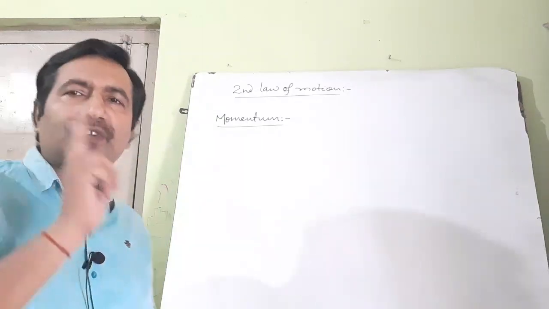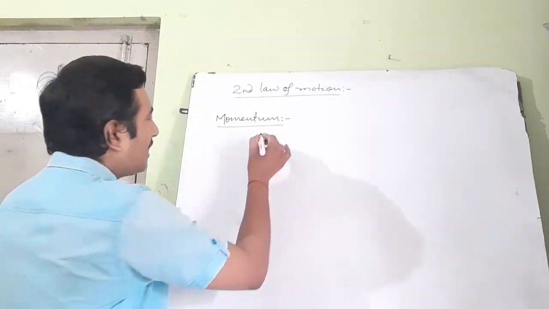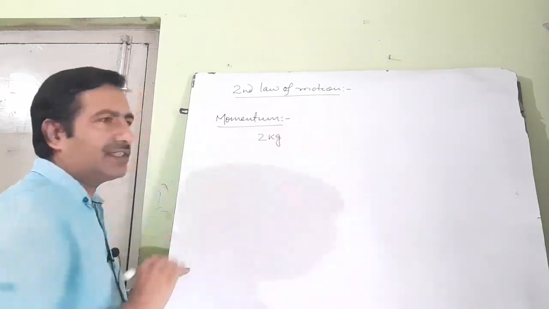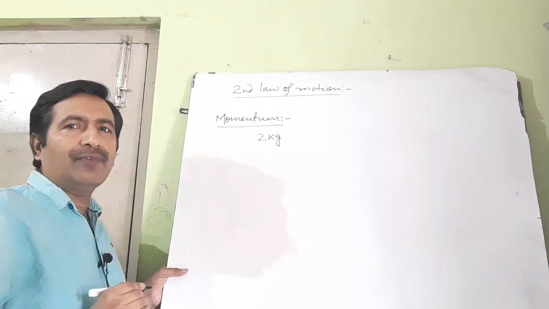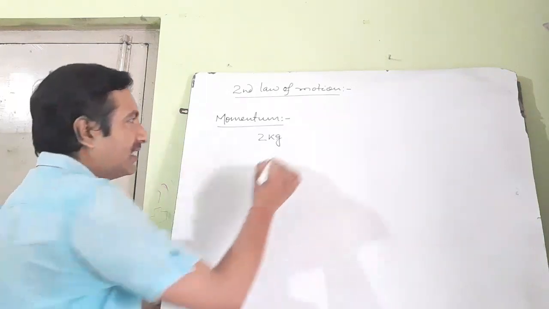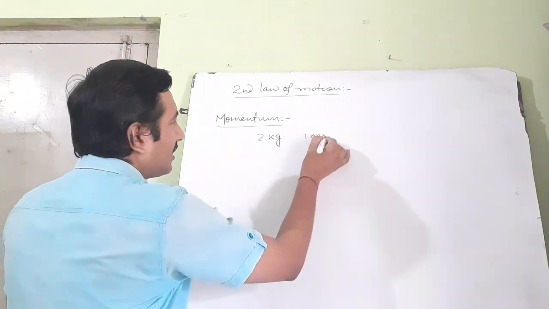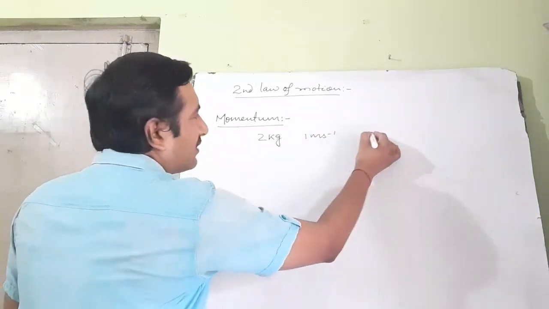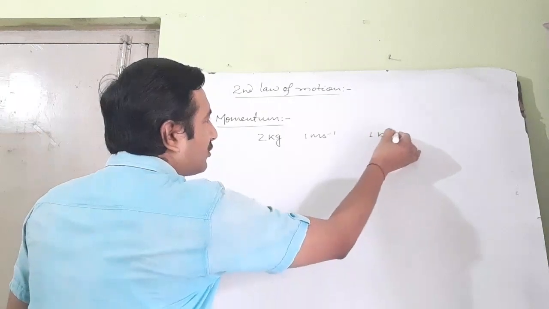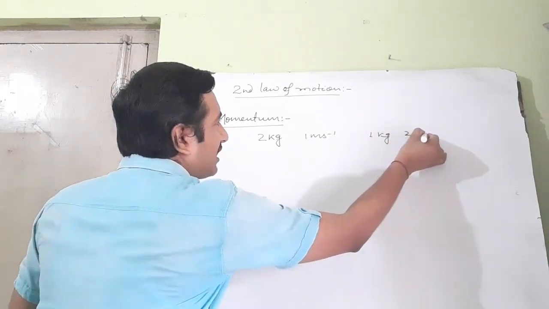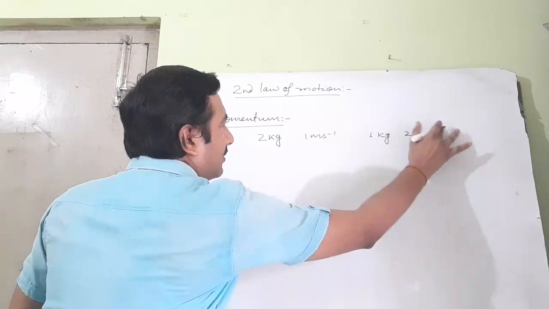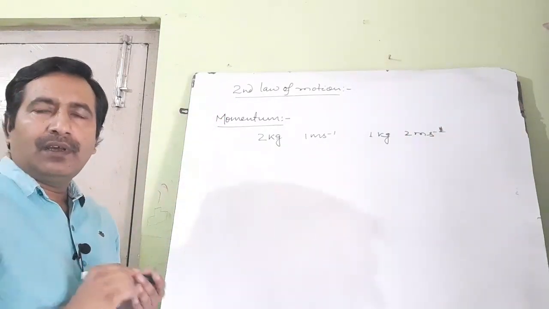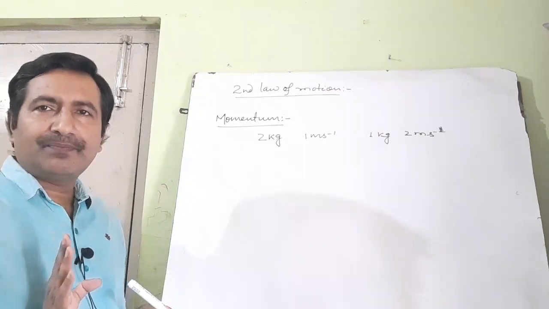Suppose you have two different bodies. The mass of one body is 2 kg and you have thrown it with a velocity of 1 meter per second. You have another body of mass 1 kg and you have thrown it with a velocity of 2 meter per second. You will observe that both of them will cause a similar effect.